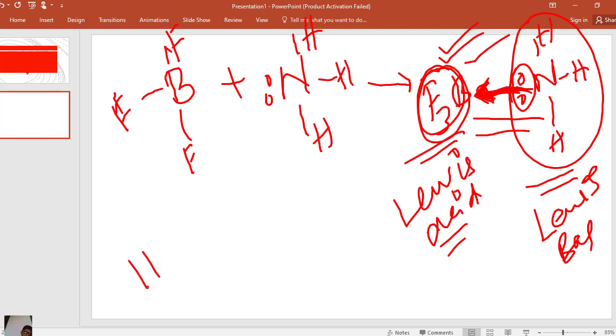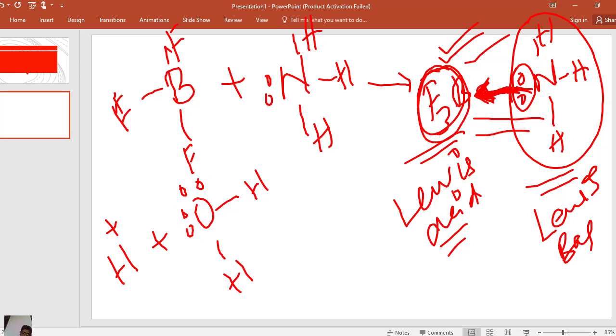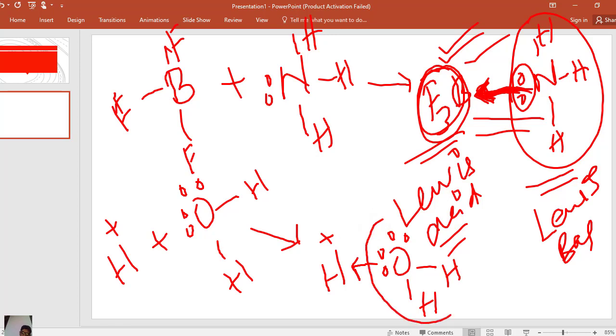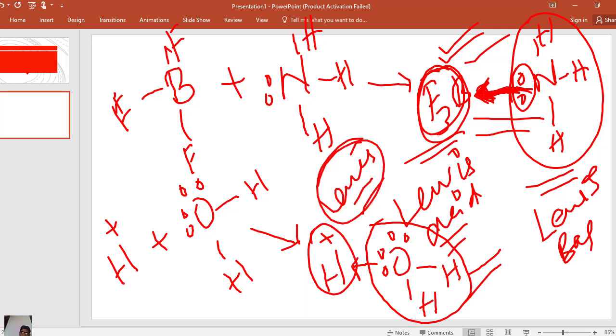Similarly, suppose this is the hydrogen ion and this is the water. In this case the lone pair of electrons is donated by water. So water is the Lewis base while the hydrogen ion is the Lewis acid. So Lewis acid is an electrophile while Lewis base is a nucleophile. So there are many compounds which can act as Lewis acids and bases.